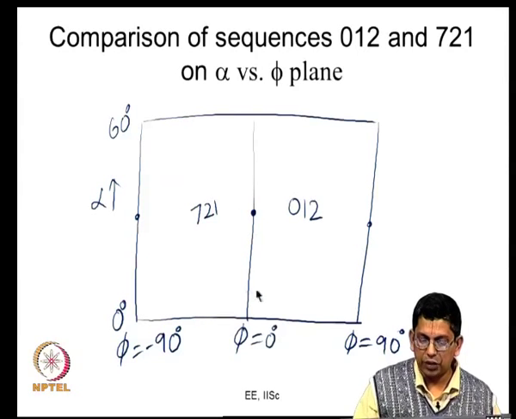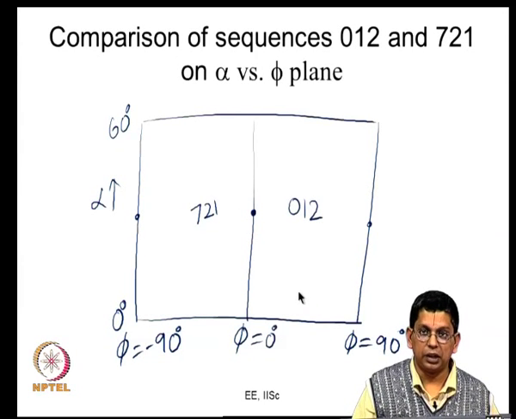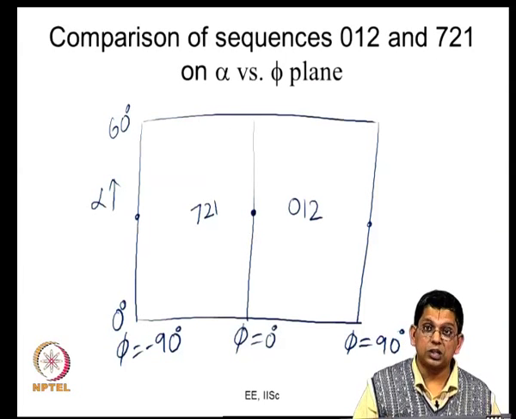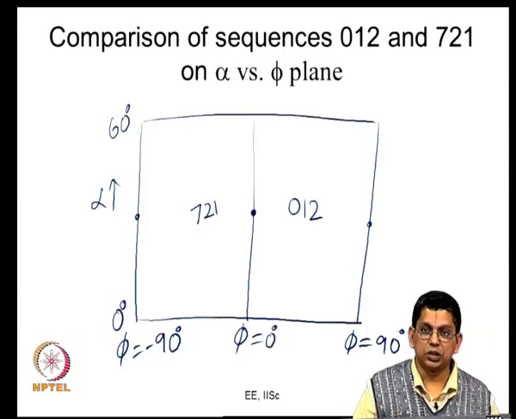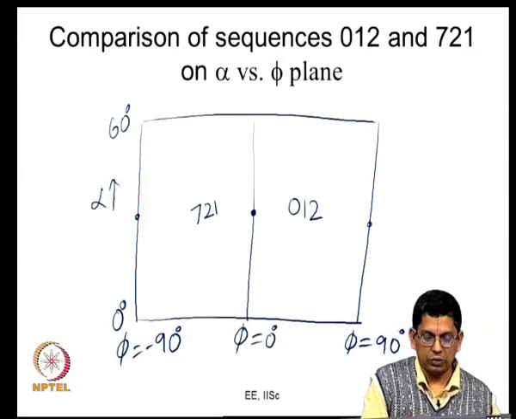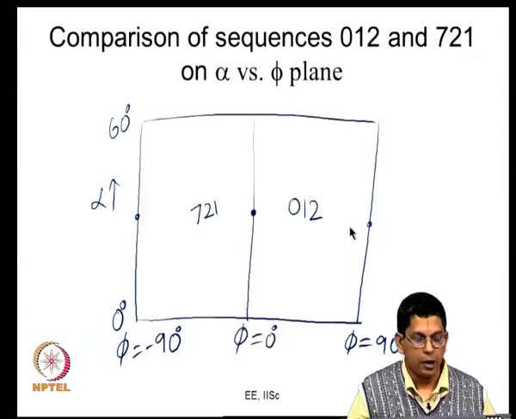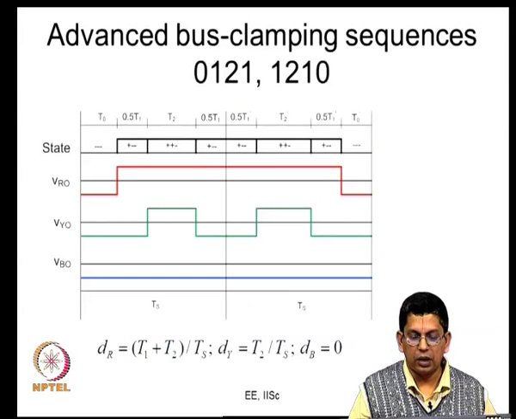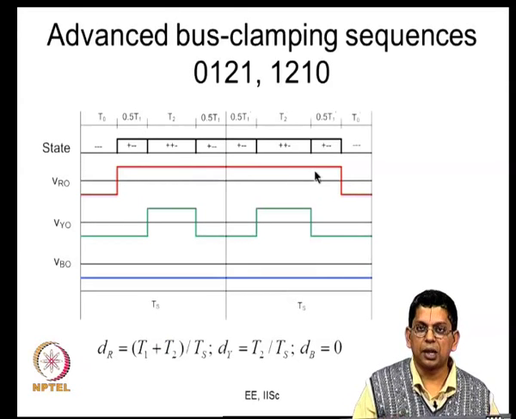This has also already been worked out in the literature. I will give you the reference also shortly. So, you can come up with the most optimal combination of 0 1 2 and 7 to 1, that would give you the optimal discontinuous PWM method for minimizing switching loss at a particular power factor angle. So, I am leaving this exercise for you. A similar exercise can be carried out for all the other sequences. So, this is advanced bus clamping PWM.